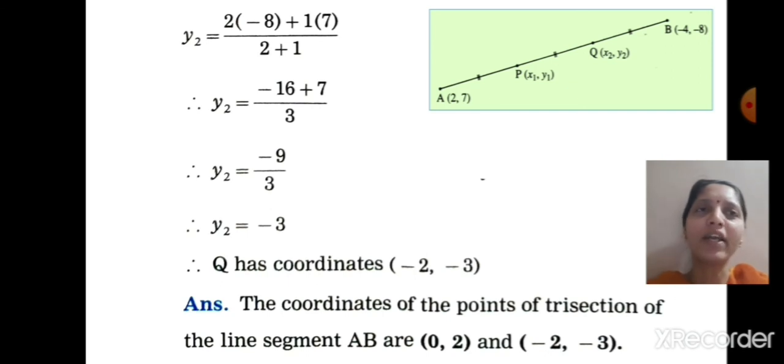I hope you all are getting this. You only have to find out the ratio in which that point is dividing the segment, and then you will find the coordinates of that point with the help of the section formula. Okay.